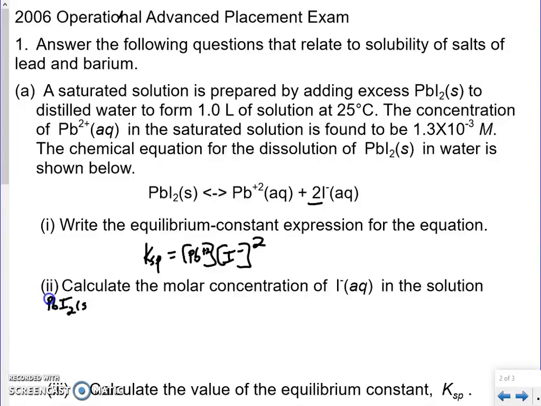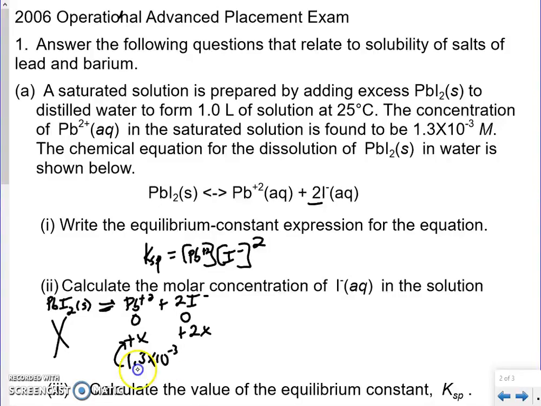So we have PbI2 going into Pb plus 2 and 2 iodines. And if you think about your ice table, we have 0 of this and 0 of this to begin with. We have plus x, plus 2x, and we end up with the lead iodine being 1.3 times 10 to the negative third. So we already know what x is, because remember you would have an x here if you didn't know what that number is, which means this is going to be 2 times 1.3 times 10 to the negative third.